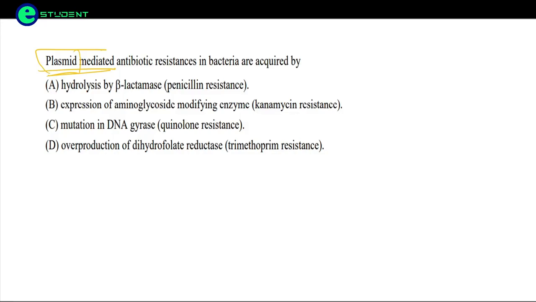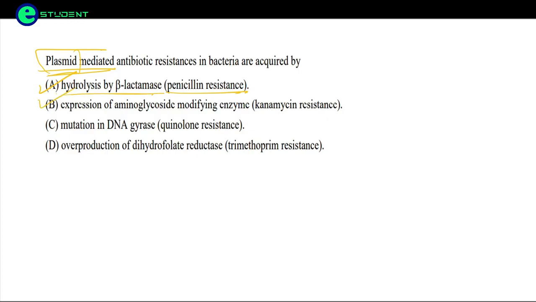Hydrolysis by beta lactamase, penicillin resistance. Yes, they acquire the penicillin resistance by hydrolysis. So this is the correct option. Expression of aminoglycoside modifying enzyme, kanamycin resistance. Yes, they are also having the kanamycin resistance.